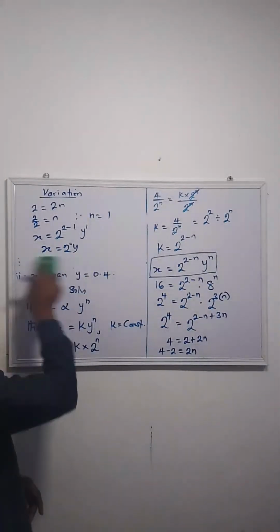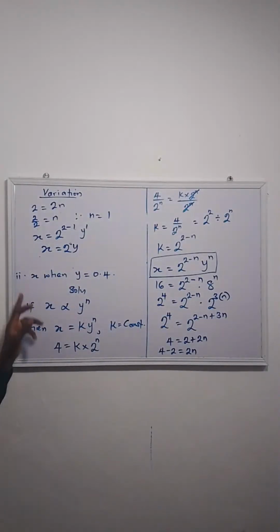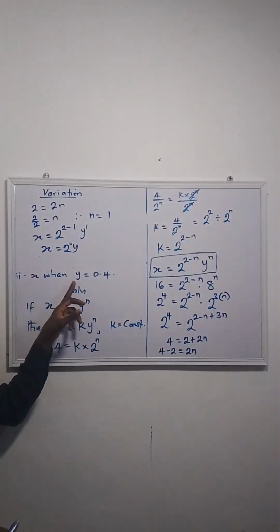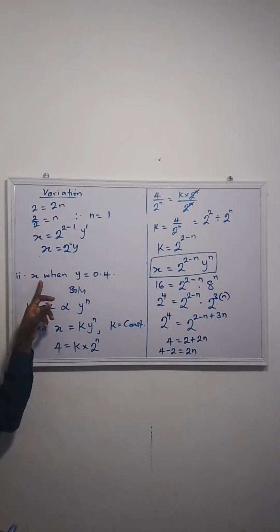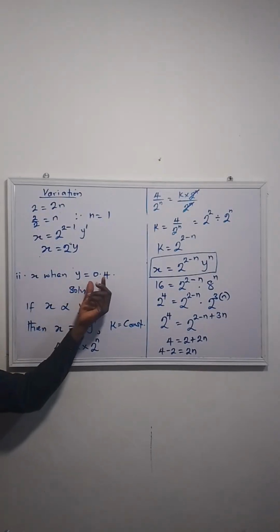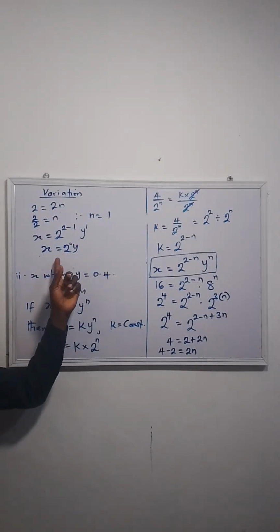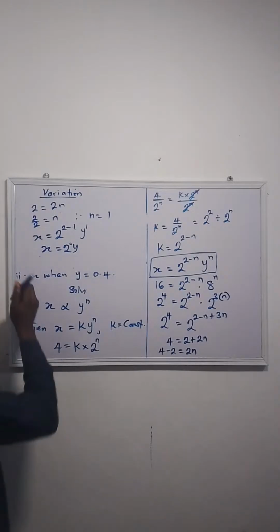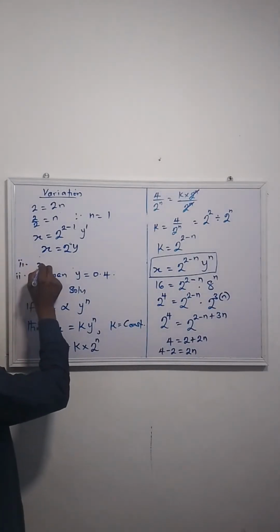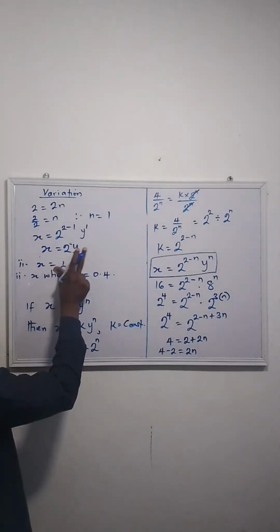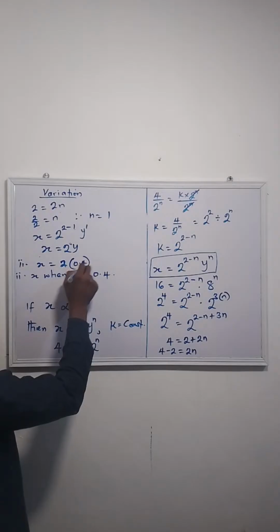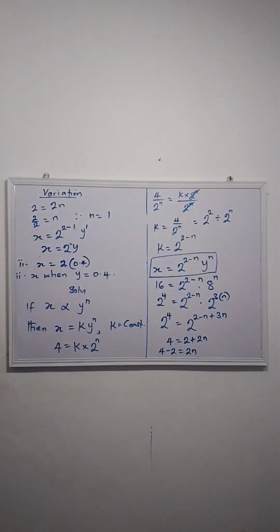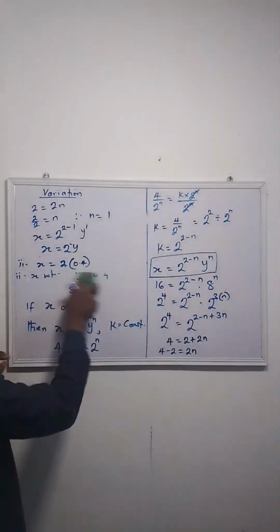Now let us look at the next thing. The question asks us to find x when y is 0.4. So you just plug the value of y into this equation. So let's do that, and this is the second part. We have x equals 2 times 0.4. Okay, so now when you do that, what do you have?